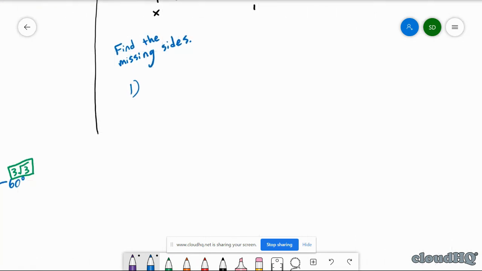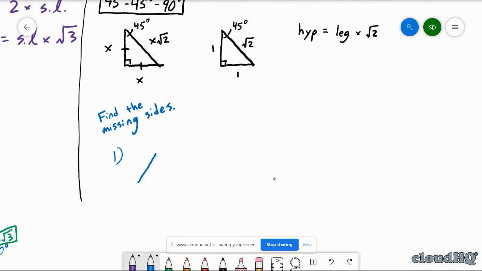So let's try a couple of these. If I gave you that triangle, do we know that's a 45, 45, 90 if I don't even mark 45s on there? What guarantees that it is a 45, 45, 90? I marked it as isosceles. We have a right angle and the two legs are congruent. That forces the angles to be the same. So they have to be 45s.